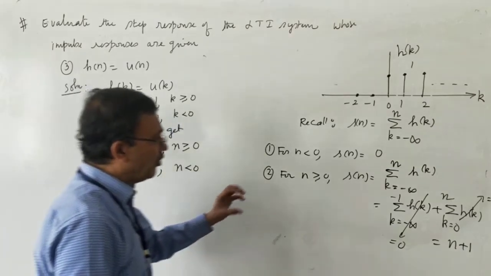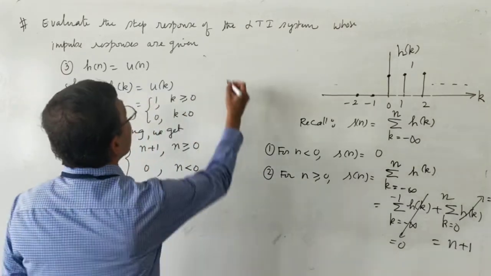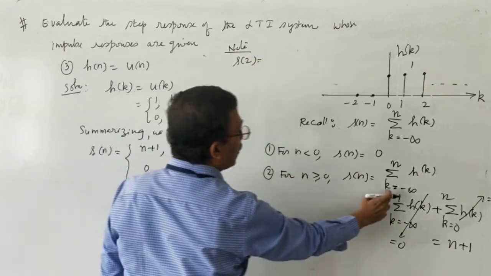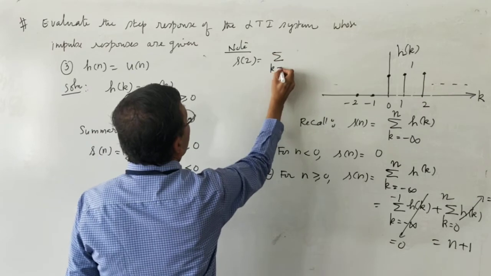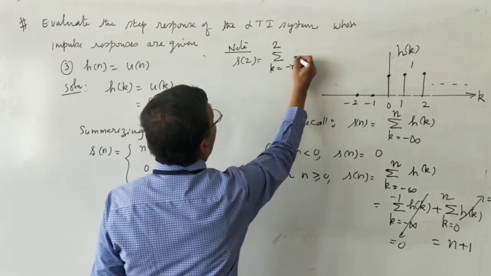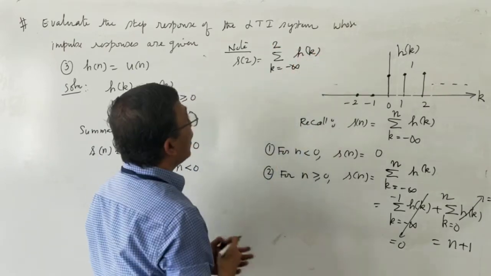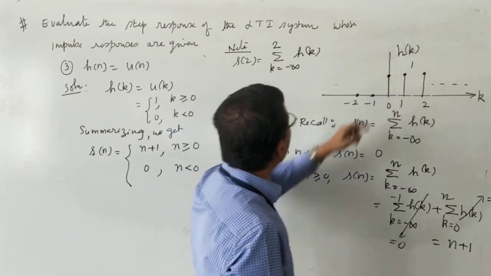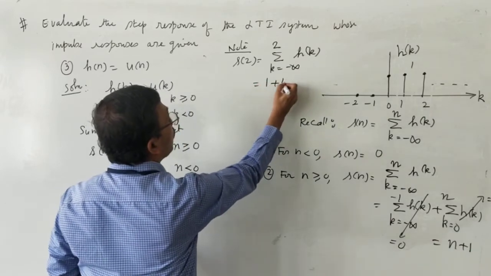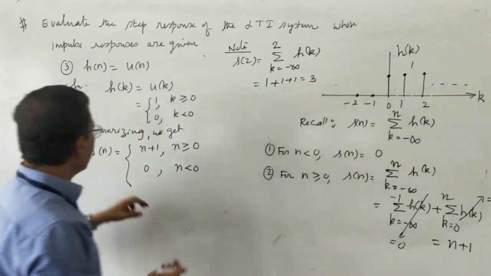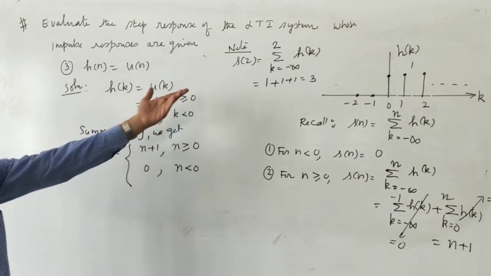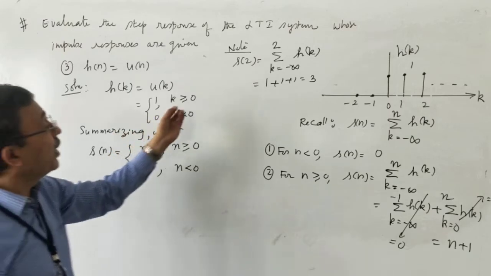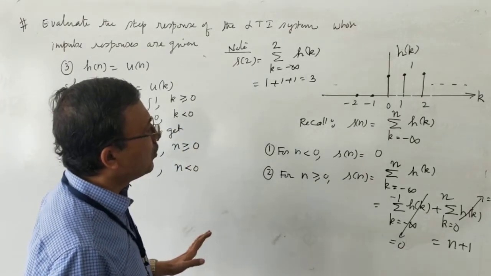For example, if you want to check whether what you have done is right or wrong, please see what S of 2 is. S of 2 is nothing but summation k equals minus infinity to 2 of h of k. This means add all the samples in h of k from minus infinity to 2. So what is the result? The result is 1 plus 1 plus 1 equal to 3. In this expression, you put n equal to 2, you get 3. Like this, this n plus 1 case can be verified by taking a specific example, n equal to 2.